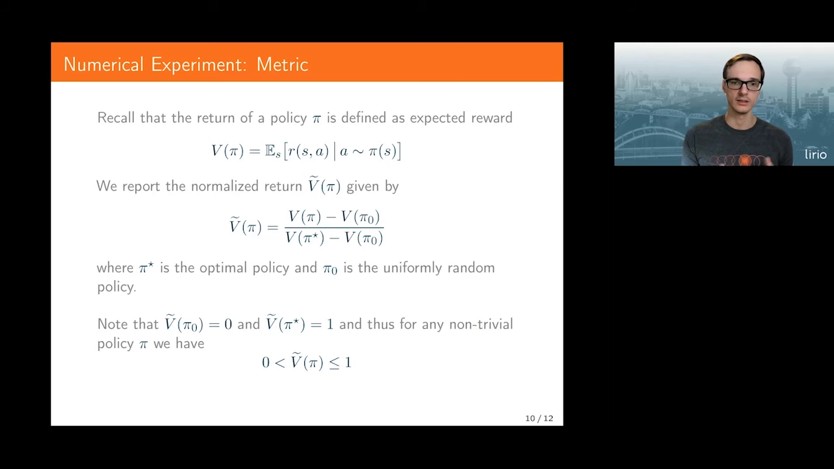Because normalized return of a uniform random policy would be 0, and normalized return of the optimal policy would be 1, regardless of your actual reward function. And so that tells us that for any non-trivial policy, we would expect normalized return to be somewhere between 0 and 1, and preferably as close to 1 as possible. And this is the metric that we are reporting.